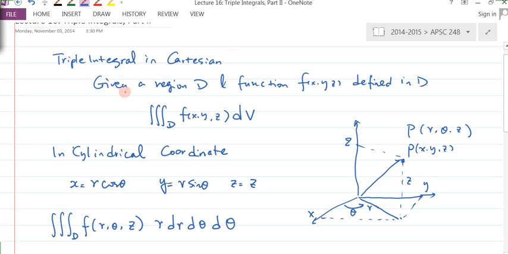So basically, the definition of the triple integral is: if you're given a region D and a function f of x, y, z which is defined over this region D, then the triple integral basically is this one. The mathematical meaning of a triple integral we illustrated previously. If this f function here represented the density.